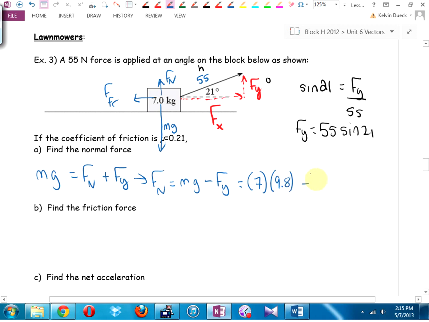Minus Fy is 55 sine 21. What is the normal force?